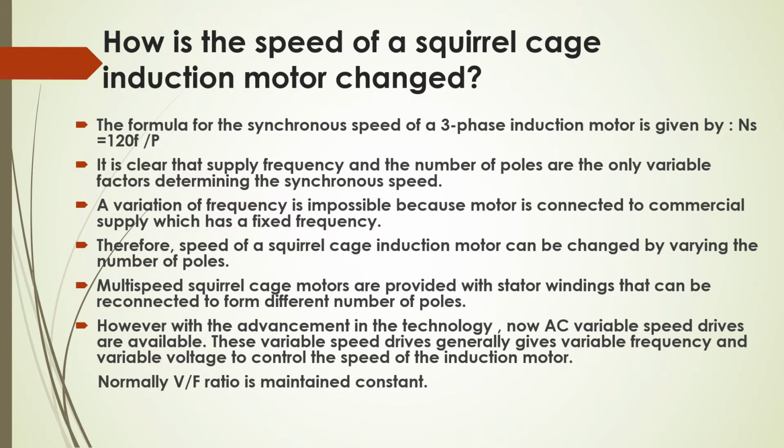How can the speed of a squirrel cage induction motor be changed? The formula of synchronous speed of a three-phase induction motor is given by Ns = 120 f / P. So it is clear that supply frequency and the number of poles are the only two variable factors determining synchronous speed. A variation of frequency is impossible because the motor is connected to the commercial supply, which has a fixed frequency. Therefore, the speed of a squirrel cage induction motor can be changed by varying the number of poles. Multi-speed squirrel cage motors are provided with stator winding that can be reconnected to form different numbers of poles.